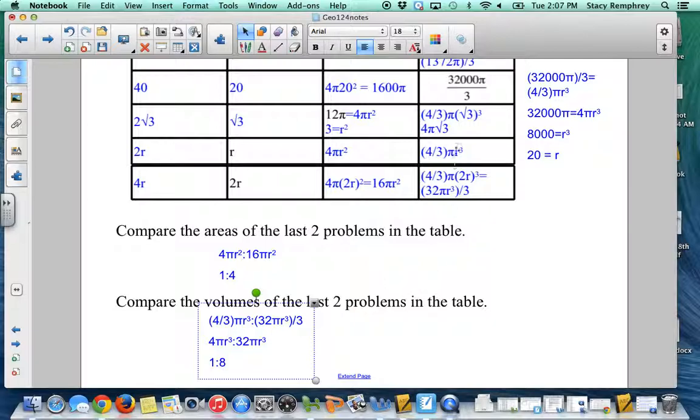ratio of areas. In the volumes, I did the same thing. What you'll see from here to here is I multiplied both sides by 3 to clear out the fraction, divided both sides by 4 pi r cubed, and I got a 1 to 8. And you're going to see that come up tomorrow, or Friday, I should say.